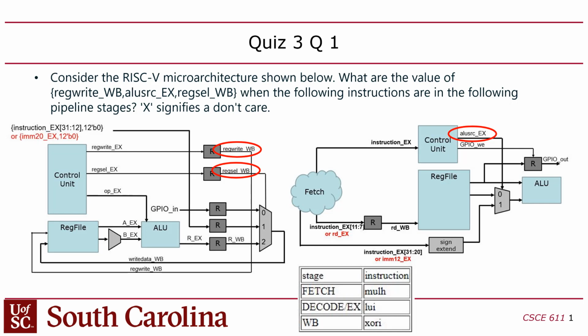Then ALU source EX corresponds to the instruction that's in the EX stage, which is LUI. And ALU source, now that name is arbitrary, by the way. It came out of the Hennessy and Patterson book, but it's an arbitrary name. In order to figure out what it does, you have to look at what it's doing in the design here.